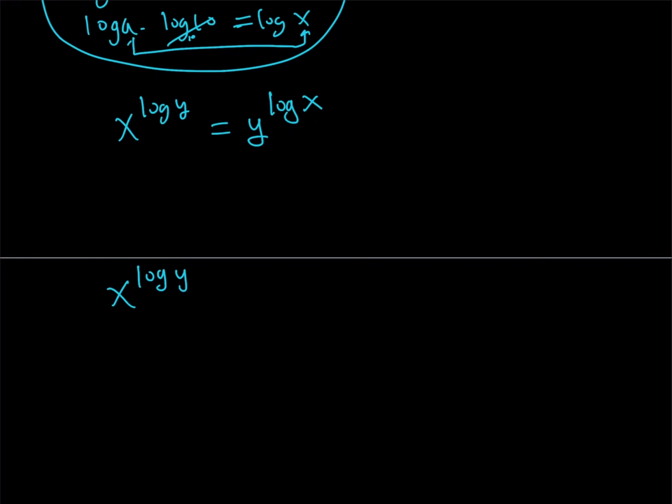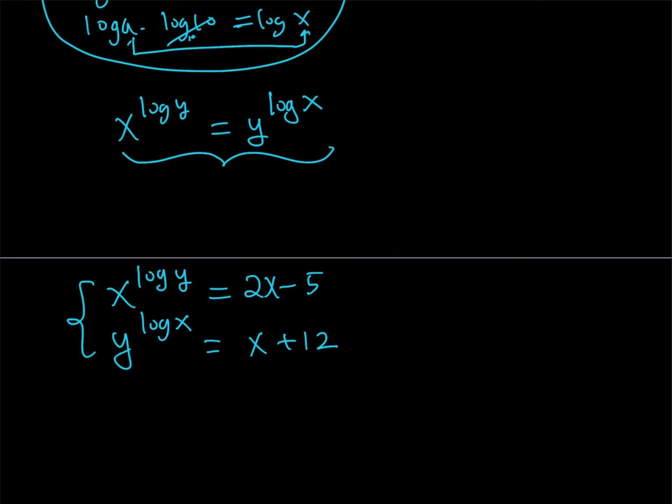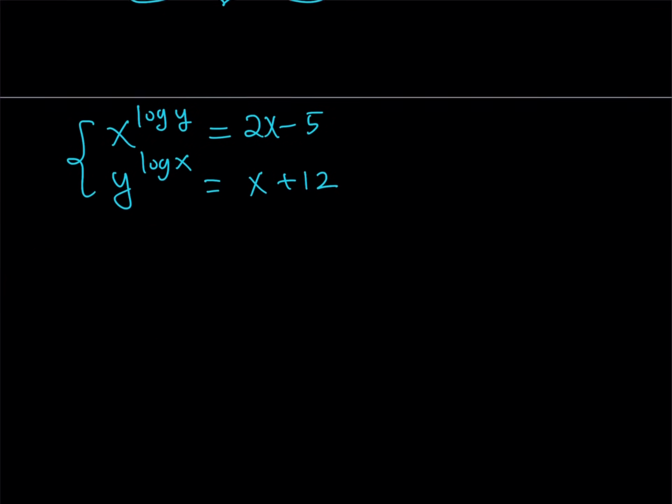X to the power log Y is equal to 2X minus 5. And then we have X to the power log Y to the power log X is equal to X plus 12. Okay, great. So now we know that we have a lot of information, right? We know that X to the power log Y is the same thing as Y to the power log X. In other words, you can just switch X and Y around. It won't make a difference.